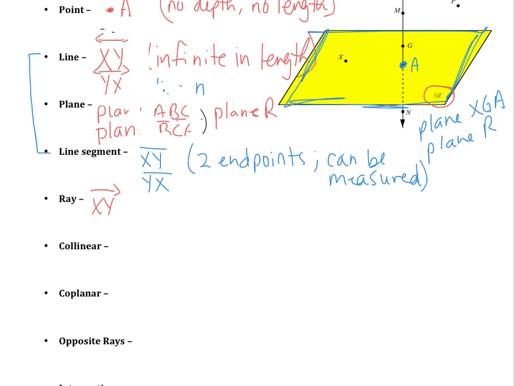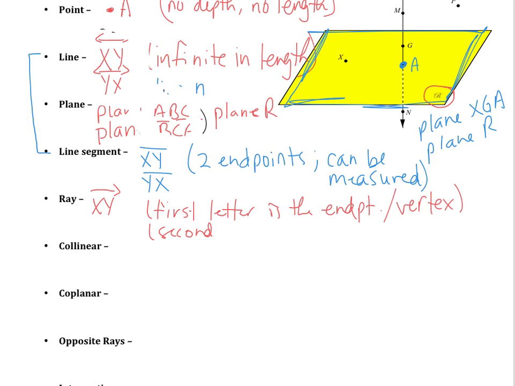Now the first letter represents our vertex or our endpoint. The second letter represents the direction. So the big thing that you have to understand is that the first letter is the endpoint, or sometimes you might hear it referred to as the vertex, and then the second letter is the direction, whether we're going north, south, east, or west. So I'm starting at X and I'm going in the direction of Y, essentially is our ray.